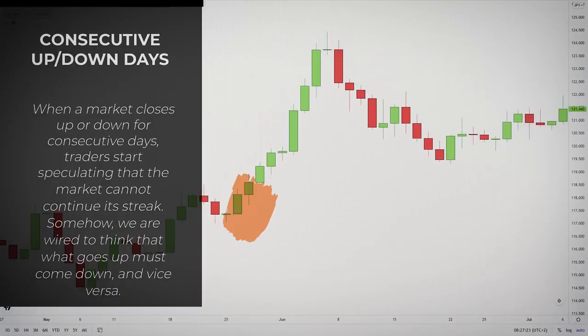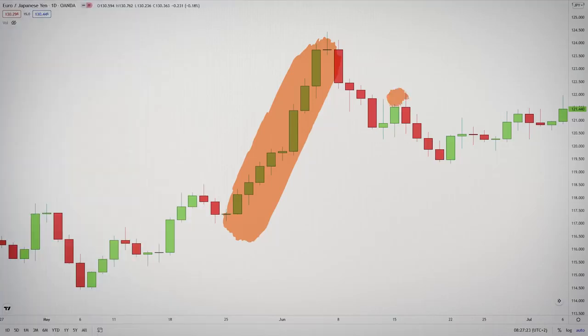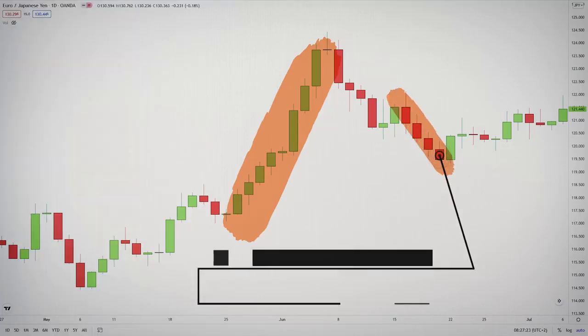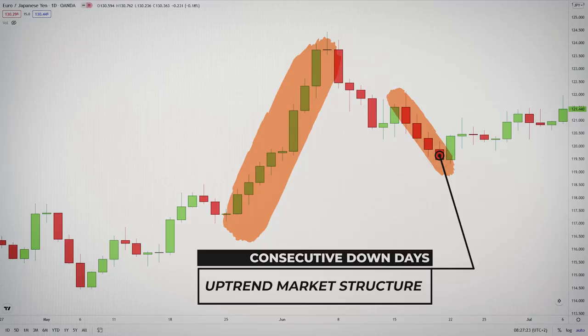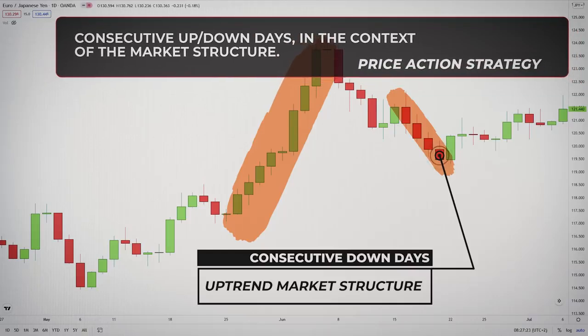Now, when a market closes up for consecutive days, traders get excited. They start speculating that the market cannot continue its upward streak. Somehow, we are wired to think that what goes up must come down, and vice versa. This is why consecutive up or down days form the basis of many stock scans. So, we'll explore a price action trading strategy based on the same idea of consecutive up or down days.